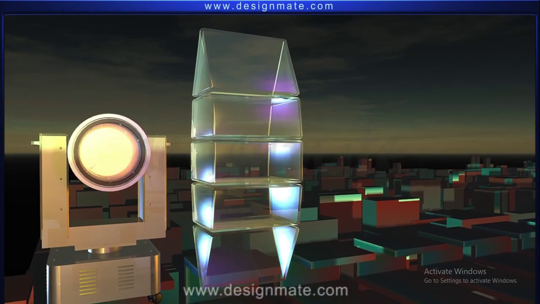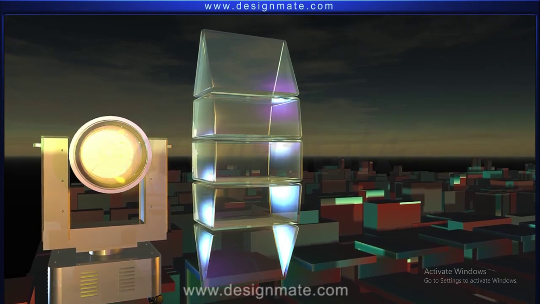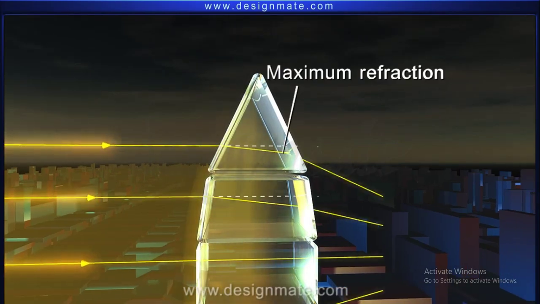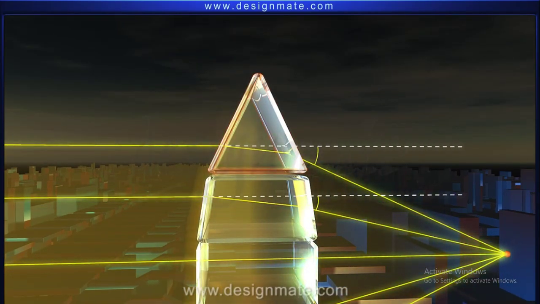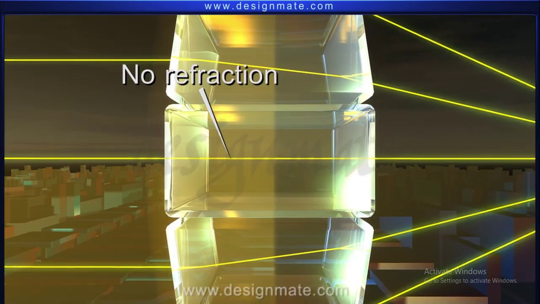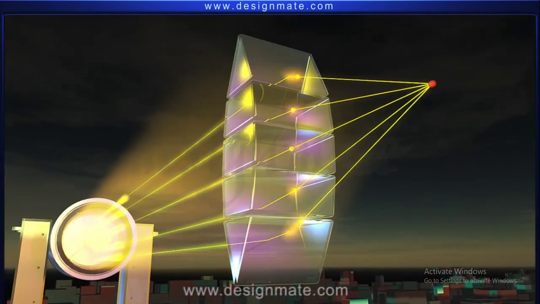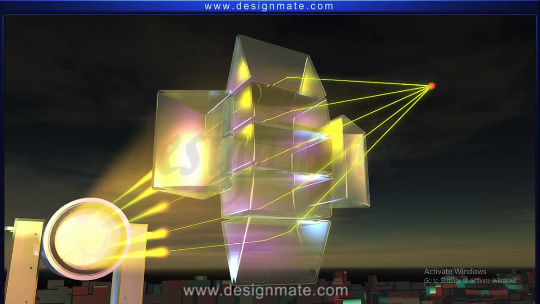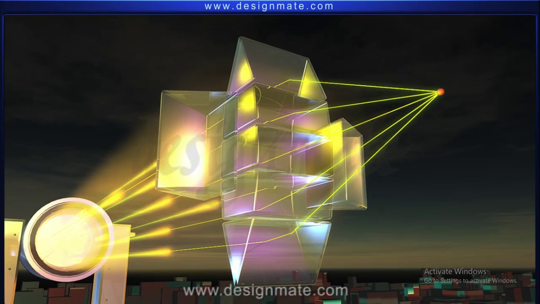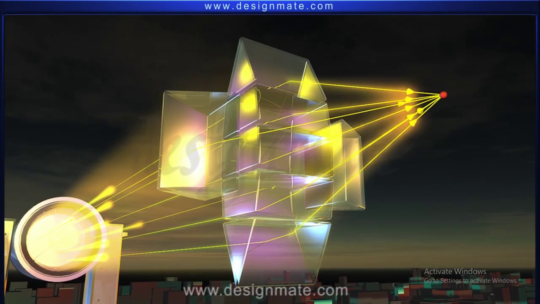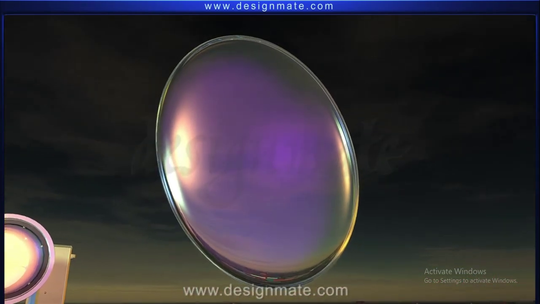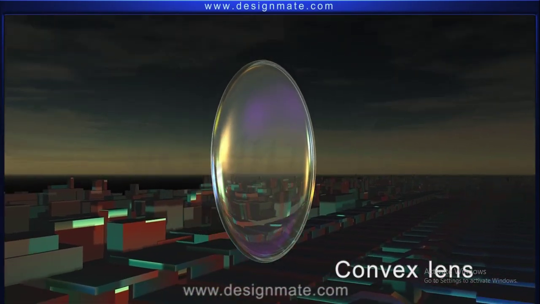Insert a few more slabs of prisms between the two prisms. The parallel rays incident on such an assembly will undergo maximum refraction at its top and bottom. The rays undergo no refraction at the center of the lens. Now, if we arrange two more prisms at the sides of this arrangement, then the incident rays emerging from them also converge at the same point. A single piece of glass formed in this fashion is called a convex lens.